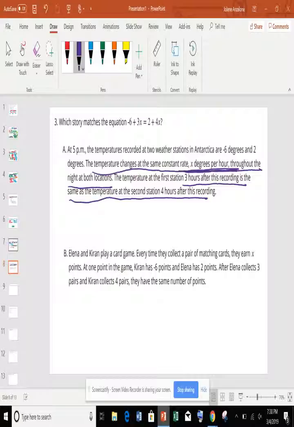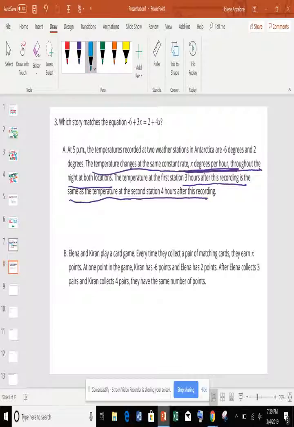X degrees per hour, 3 hours. Maybe the 3x matches with that. 4 hours. At the beginning of the question, it says the temperatures recorded at 2 weather stations in Antarctica are -6 degrees and 2 degrees. That looks good. But double check against B.